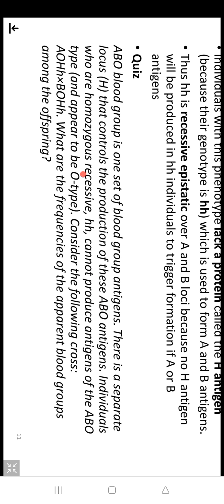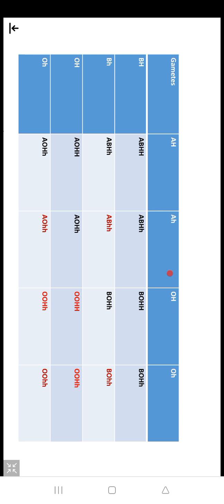So individuals who are homozygous recessive, they cannot produce what? The H antigen, which is responsible for production of the AB antigen. So such individuals will have the O blood type. So this is a very simple question. This is one parent, the other parent. Then you do your cross. You form the gametes of one parent, the gametes of the other parent. Then you do the crossing.